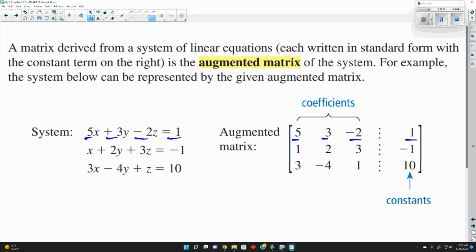All we need to make sure is that the system is in the form of x, y, z, and the constant term, the number without a variable, is on the right side of the equal sign. The next one, 1, positive 1, positive 2, positive 3, negative 1. If a variable does not show up, if one of these equations was missing an x, y, or z, what number would we put in its place? 0. Because if a variable's not there, it is 0.